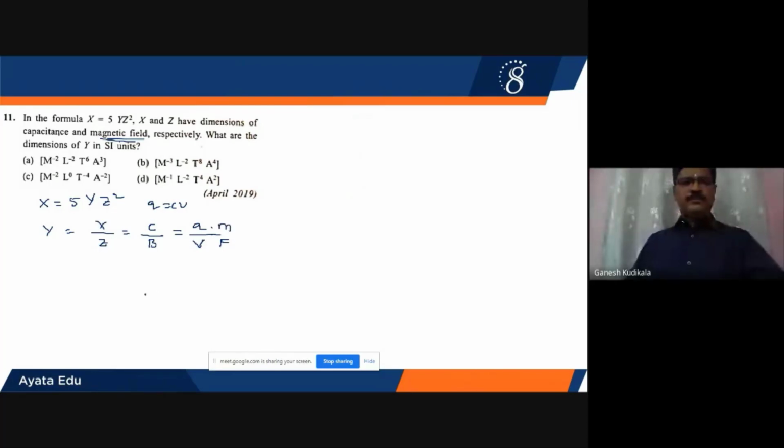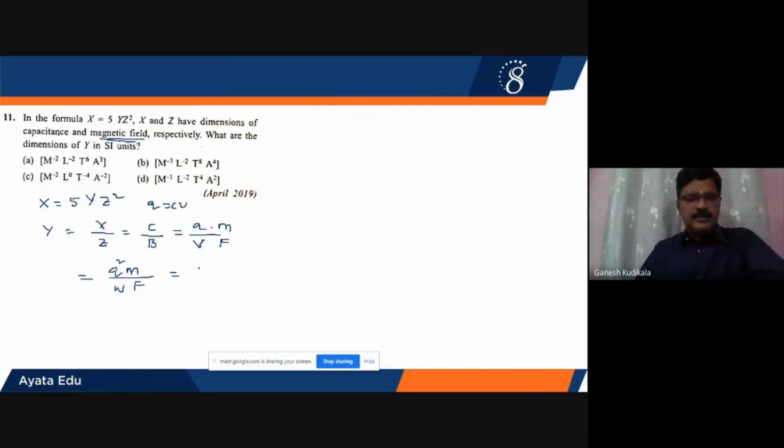Let us use a formula for the capacitance using the charge. Since Q is equals to CV, C will be replaced by Q by V, V is potential, and B is force per unit magnetic pole strength. This will be equal to Q into magnetic pole strength divided by potential, potential is work done per unit charge. Charge will go to the top into force F.